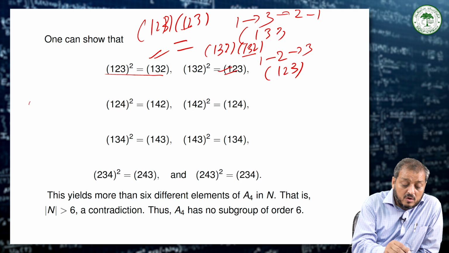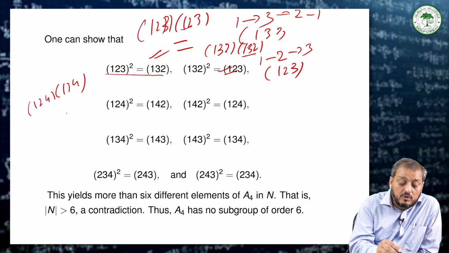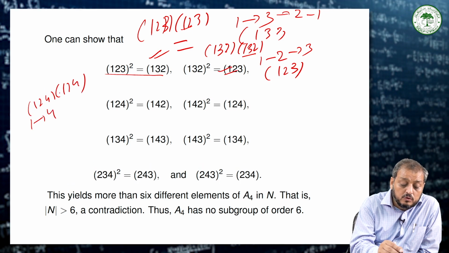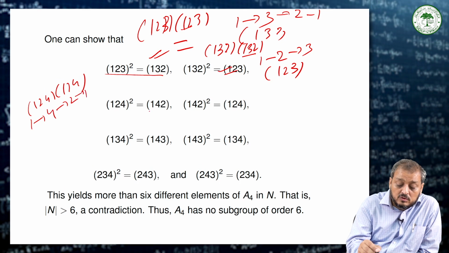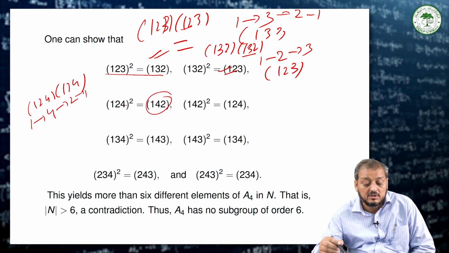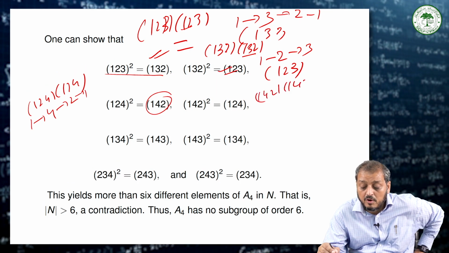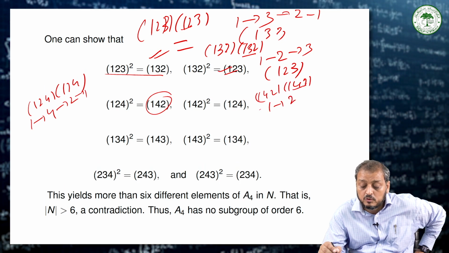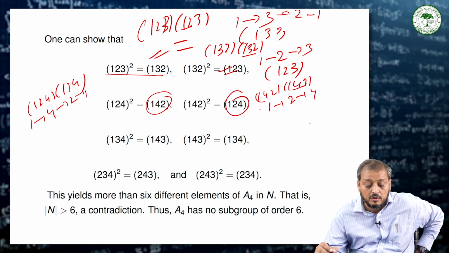Now we have (1 2 4) and (1 2 4), and we have to calculate it. So 1 goes to 2, 2 goes to 4, 4 goes to 1. So this is (1 4 2), and similarly if we take the square of (1 4 2), we have 1 goes to 4, 4 goes to 2, 2 goes to 1, and so this is (1 2 4).